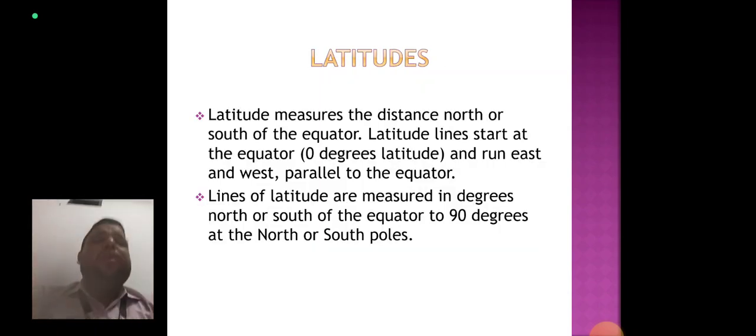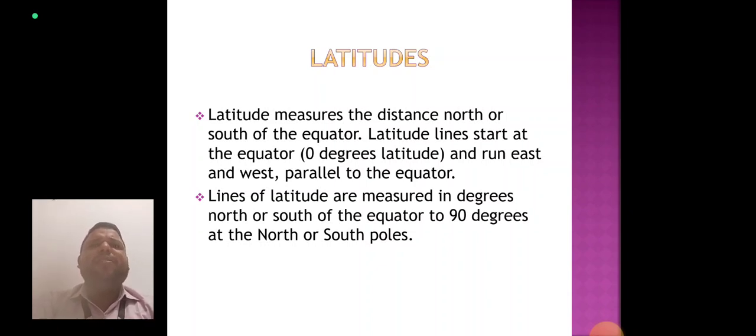Now we are discussing latitude. Latitude is a measure of the distance north or south of the equator. The two end points of the earth's axis, the North Pole and the South Pole, are the basic points of reference to locate places.